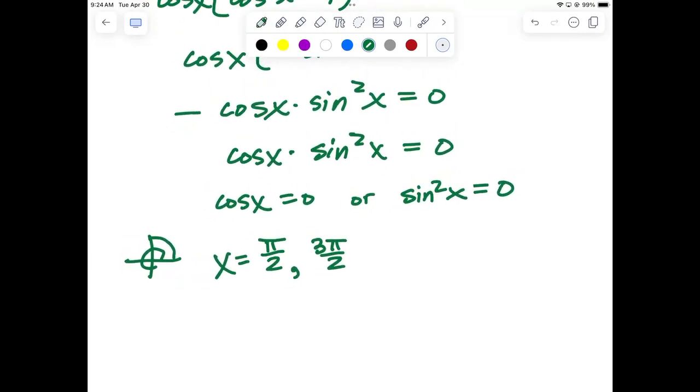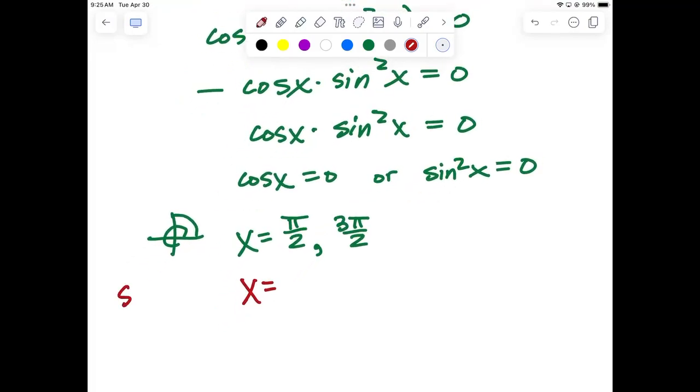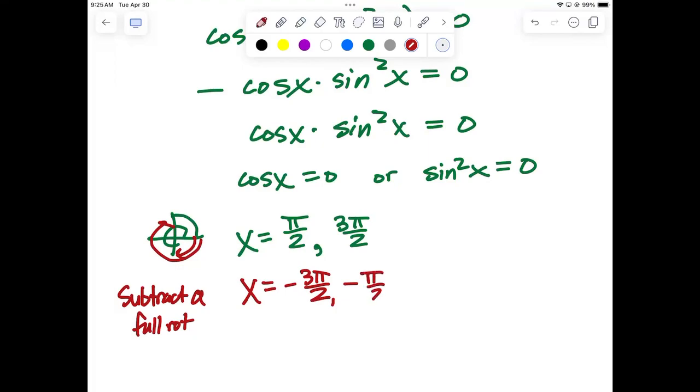Okay. Now, that's between 0 and 2 pi. What else do I need to do to get the ones that are between negative 2 pi and 0? Now I need to subtract a full rotation. So what's pi halves minus 4 pi halves? In other words, I want this one here and I want that one there. So yeah, negative 3 pi halves and negative pi halves.